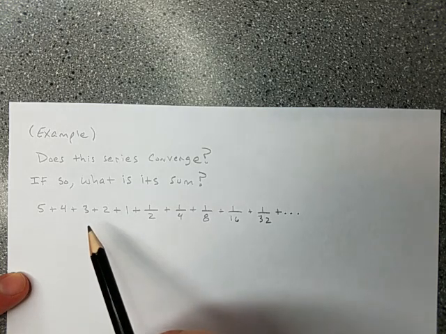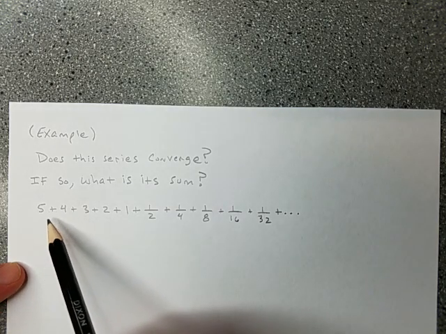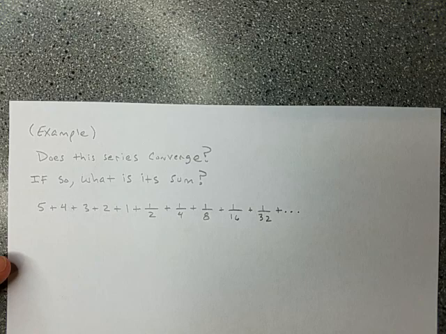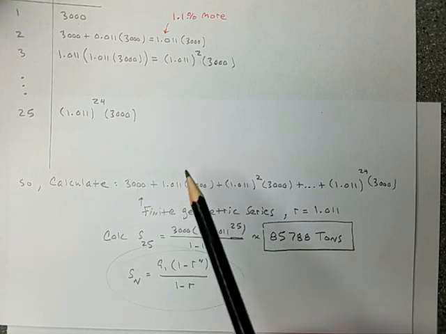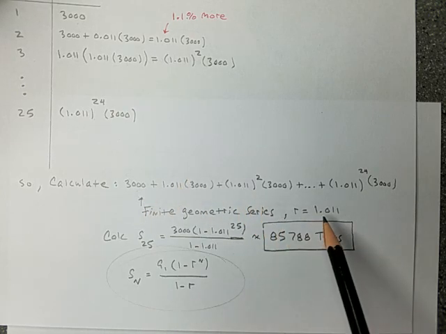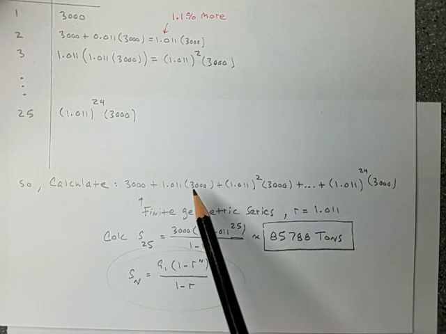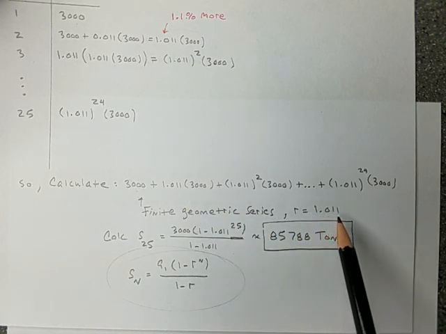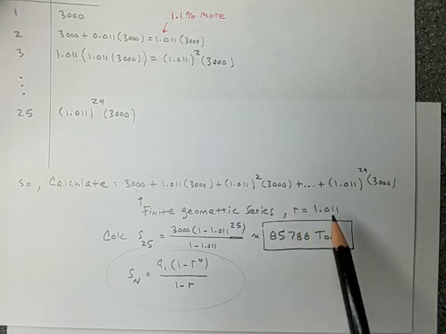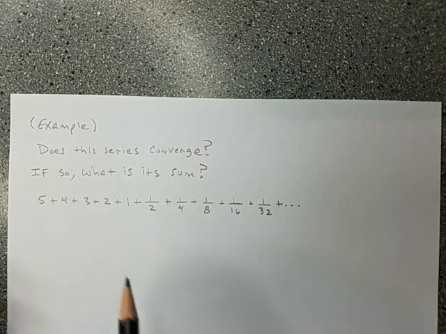A geometric series is such that any term times some number r will get you the next term. So for example, in this series right here, if you take the first term, 3,000, and multiply it by 1.011, you will get the next term. If you take that term times 1.011, you'll get the term after that. That's what r, the common ratio, is. This is not like that.